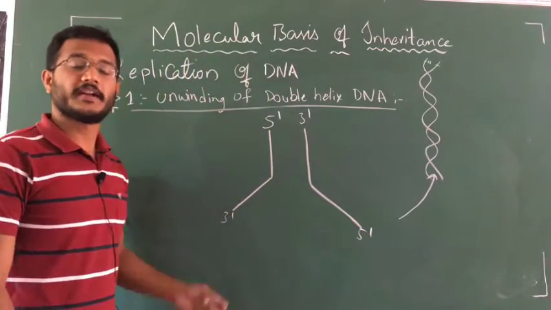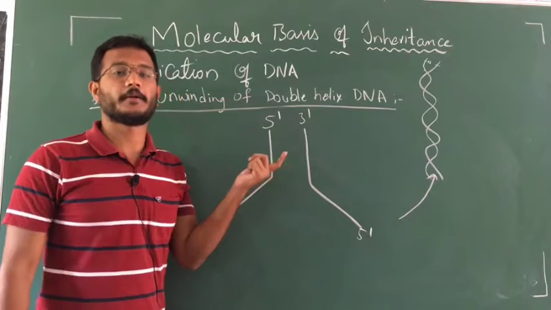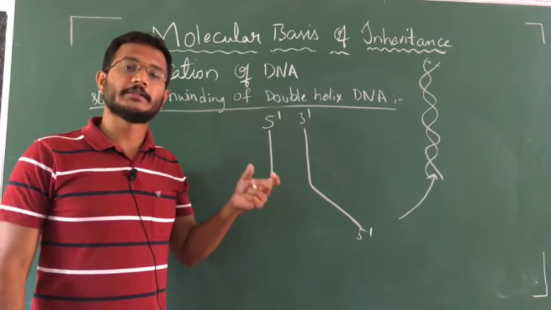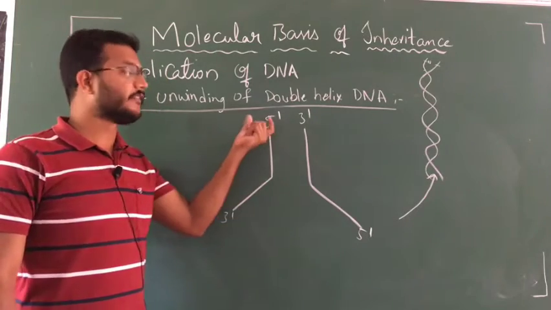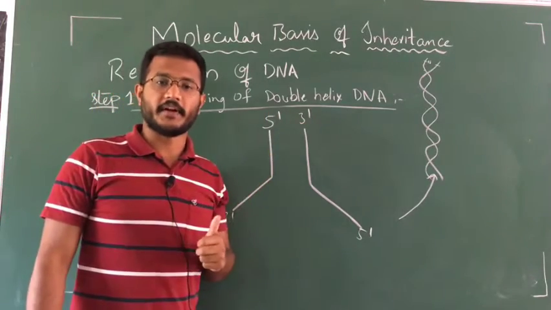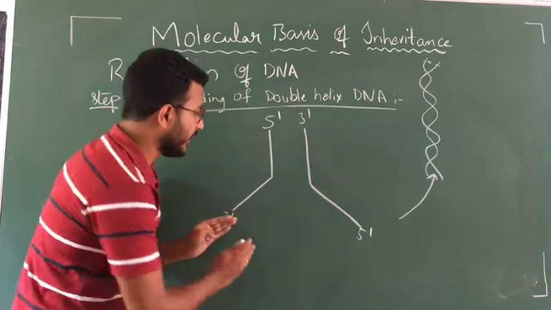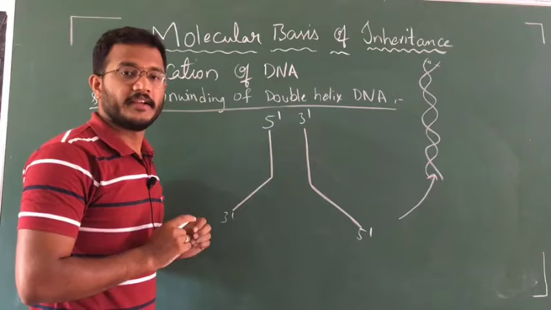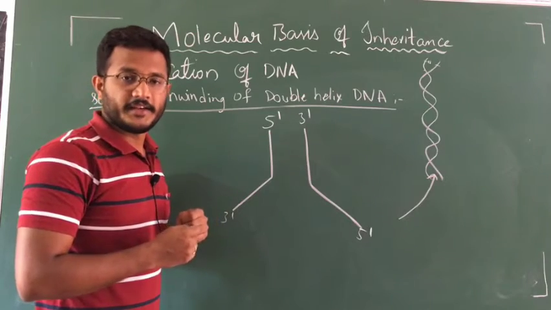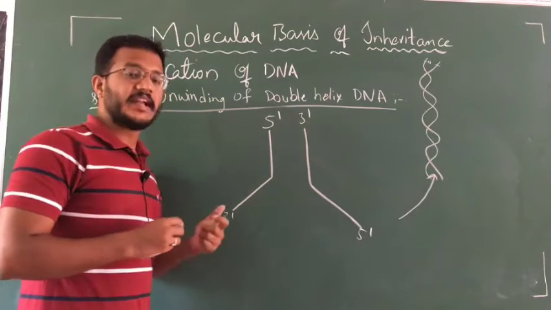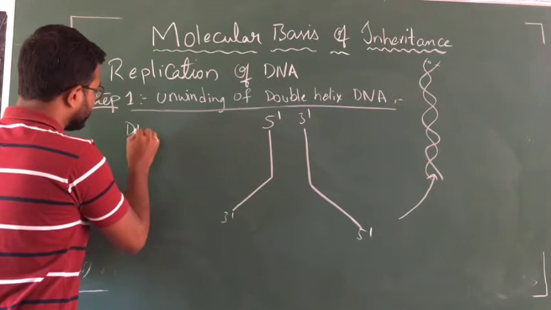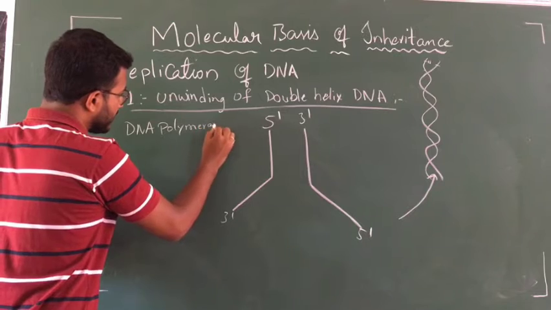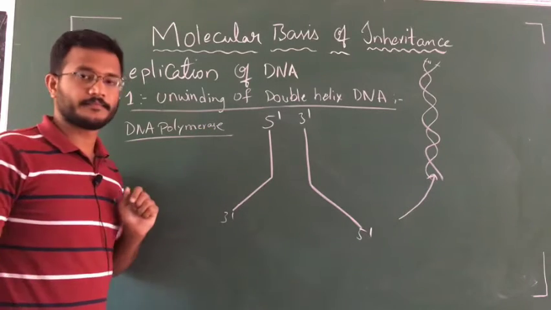As you know, we have discussed the polarity also. What is the 5' end, what is the 3' end. If a free OH is present, that is the 3' end, and if a free phosphate is present, that is the 5' end. Now the helicase started its journey and it unwound the double helix DNA. Now, the second enzyme, DNA polymerase, will start its action.